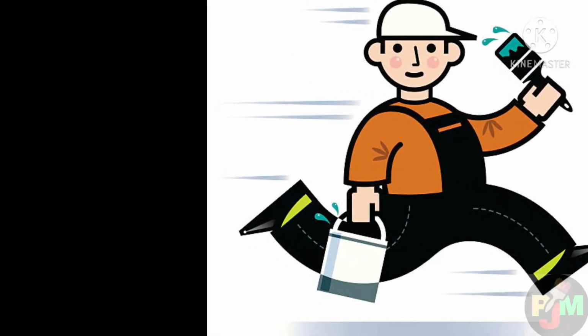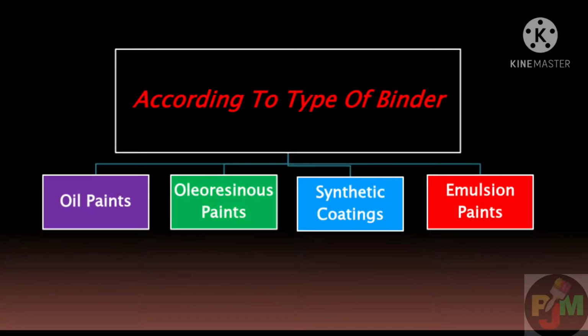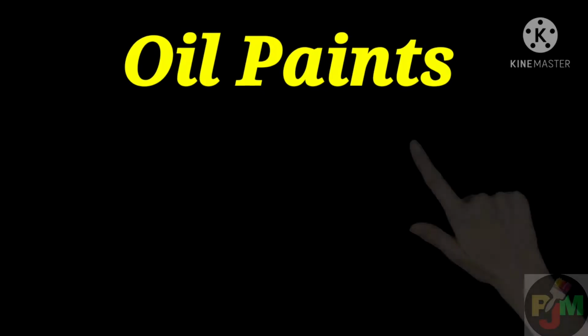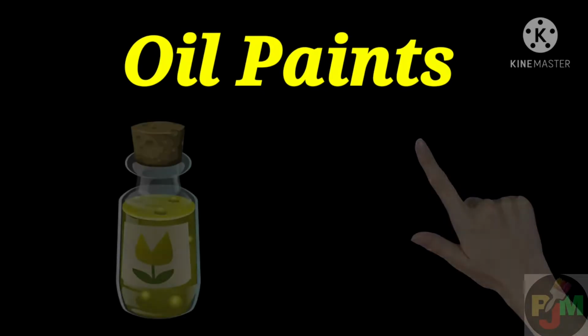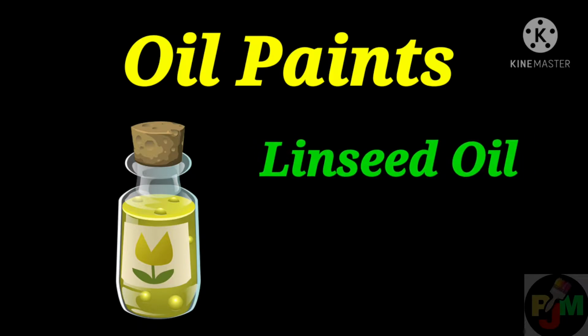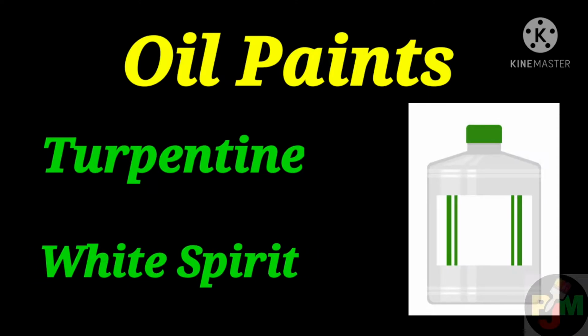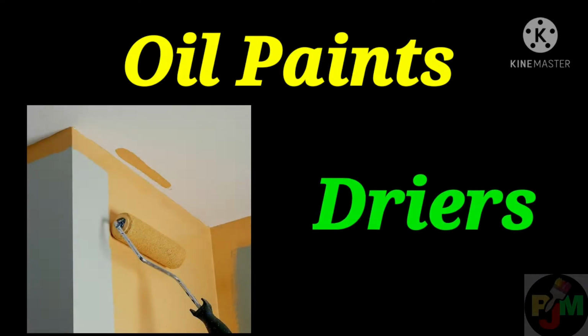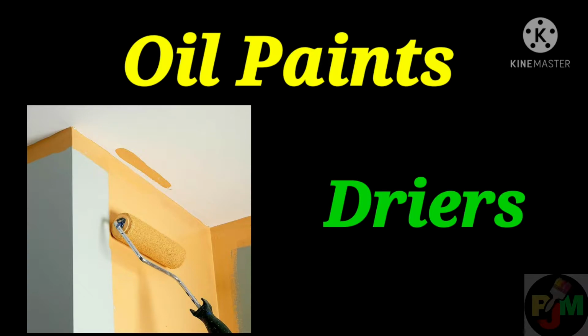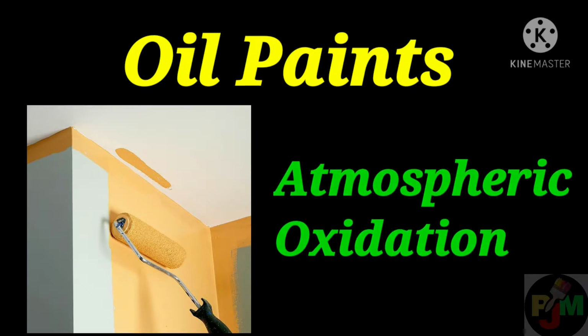So, let's get started. First classification is according to the type of binder. Paints are classified according to the binder into 4 types: oil paints, oleoresinous paints, synthetic coating and emulsion paint. Oil paints. These paints consist mainly of vegetable drying oils such as linseed oil and tung oil as a vehicle and turpentine or white spirit as a solvent. Dryers are used to accelerate the drying process, which takes place by atmospheric oxidation.